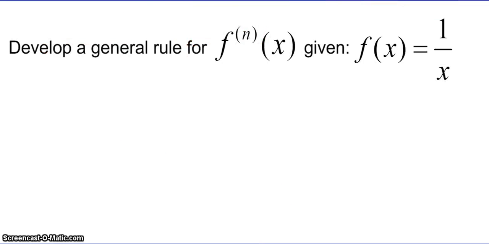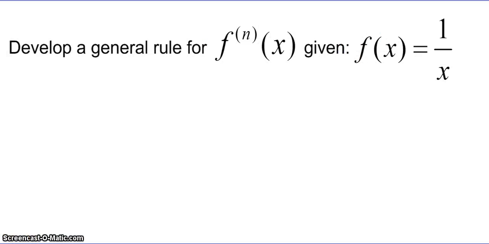Next one. I want you to develop a general rule for any derivative, that's what the n is representing, so n could be 1, 2, 3, 4, 5, 6, and so on, of x, given f of x equals 1 over x. So find the first few derivatives of this and try to come up with a rule that fits that pattern. If you're not sure what I'm talking about, just find the first few derivatives and then unpause the video, and then we can discuss the pattern. By discuss, I mean I'll talk about it. So pause the video now, find the first few derivatives, and see if you can come up with a pattern. And by first few, I mean find at least the fourth.